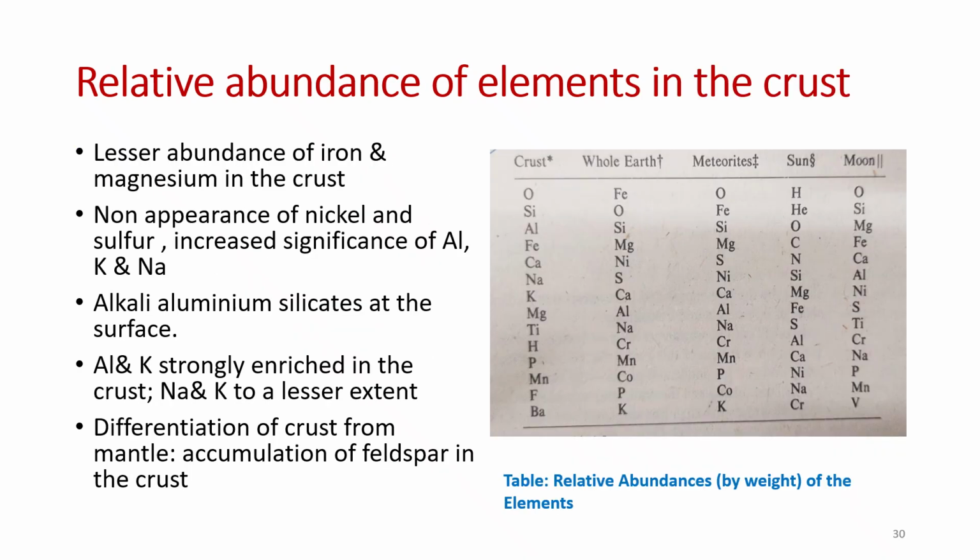The relative abundances of elements in the crust are included in the table for comparison with the bulk composition of the earth. The main differences are the lesser abundance of iron and magnesium in the crust, the non-appearance of nickel and sulfur, and the increased significance of aluminum, potassium, and sodium. This suggests that the differentiation of the earth has led to the concentration of relatively light and easily fusible alkali aluminum silicates at the surface.